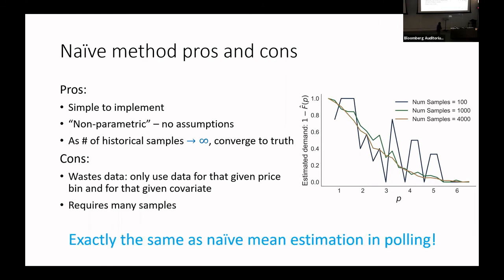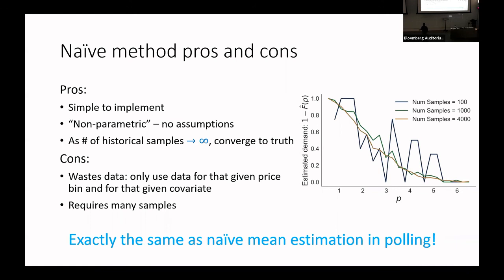And so what hopefully some of you noticed by now is this is basically the exact same trade-off that we talked about in naive estimation and polling, right? There we used the empirical mean within each covariate group. Even in weighting, what did the naive method for weighting do? We took the empirical mean per covariate group, and then we did a weighted average. But the step of taking the empirical mean had basically the exact same pros and cons here.